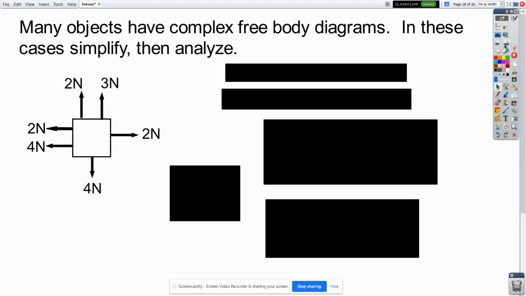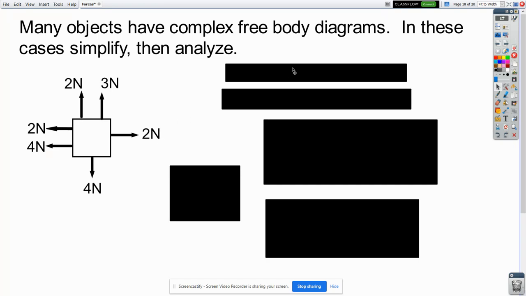If you have a complex free body diagram, you're going to have to simplify what you've got working on the object and then analyze from there. So all told, I have 6 forces acting on this object, 2 upward forces, a downward force, a force to the right, and 2 forces to the left. I have a total of 6 forces acting on this object.